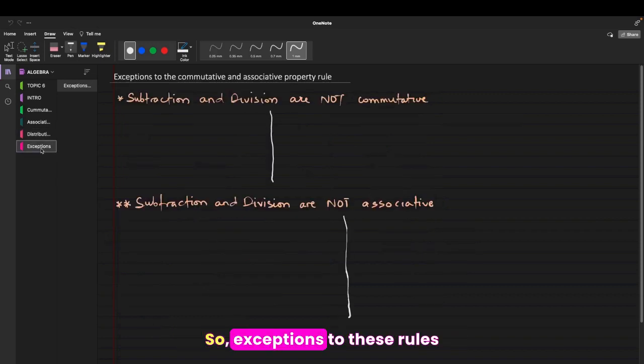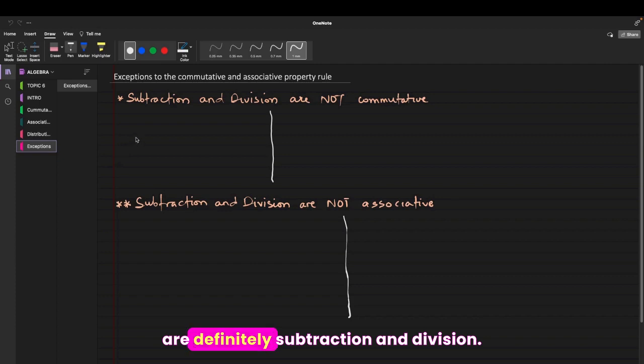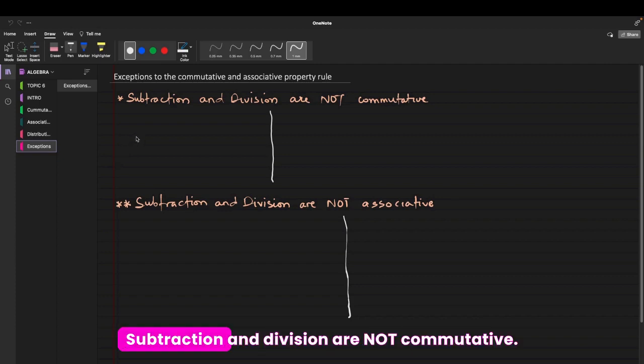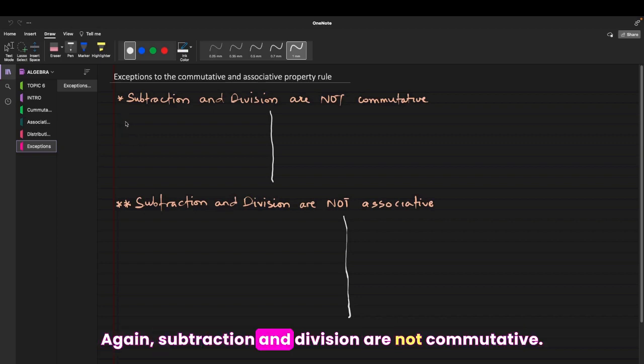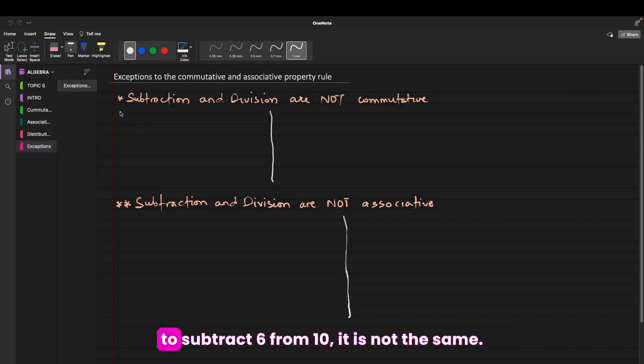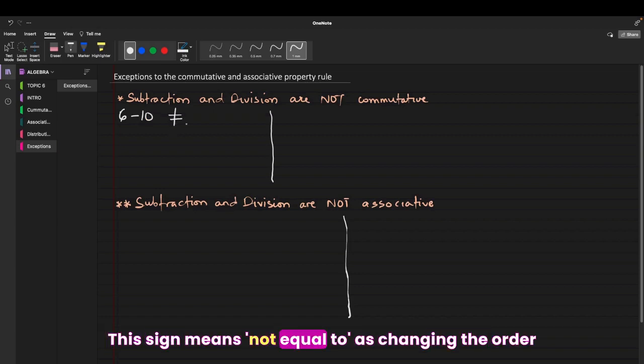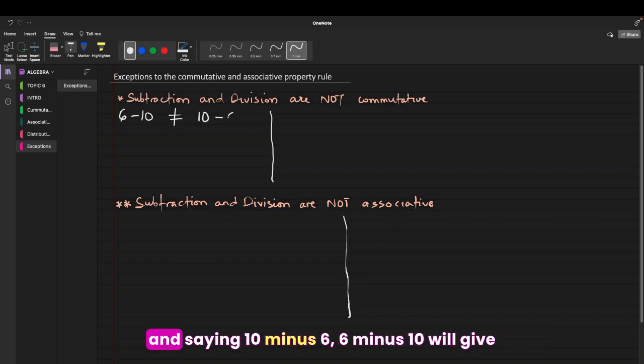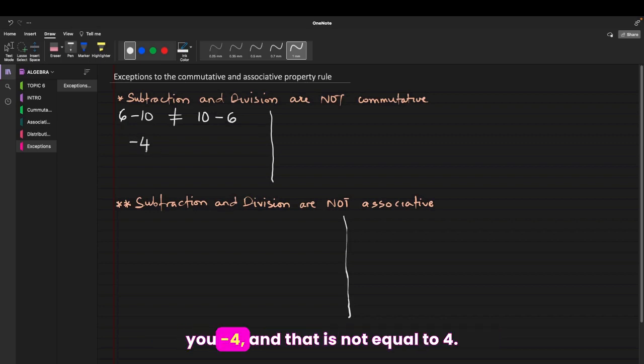So exceptions to this rule are definitely subtraction and division. Subtraction and division are not commutative. Again, subtraction and division are not commutative. So what we are saying there is that if we want to subtract 6 from 10, it is not the same. This sign means not equal to. Changing the order and saying 10 minus 6, 6 minus 10 will give you minus 4. And that is not equal to 4.